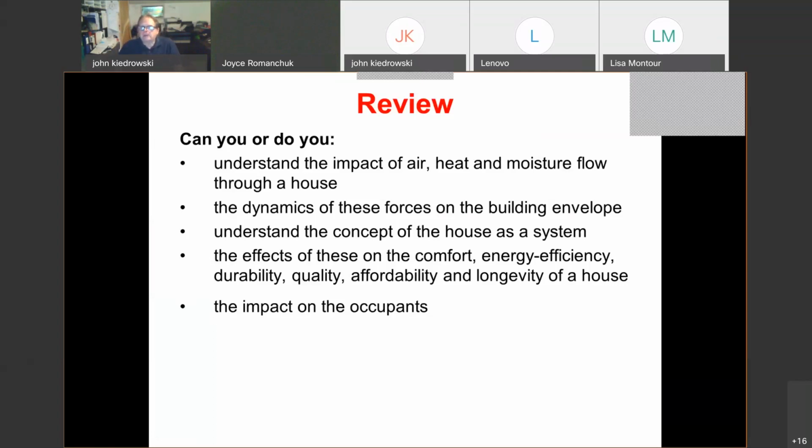The understanding of the concept of the house as a system. Remember, when we make a change, we also should be thinking beyond just the windows being changed. What could be the impact on other systems within the house? Will there be an impact on everything? Not always, but certainly we have to think about it and consider what it could do down the road. The effects of these on the comfort and energy efficiency, durability, quality, affordability, and longevity of a house.